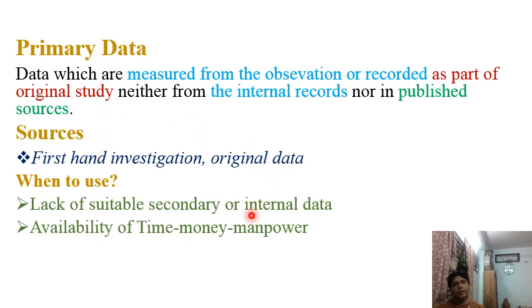And during the use of primary data, the main things are time, money, and manpower. When you have available time and money and the required manpower for collecting the data, we should go for primary data. So these two things should always be remembered for using primary data.